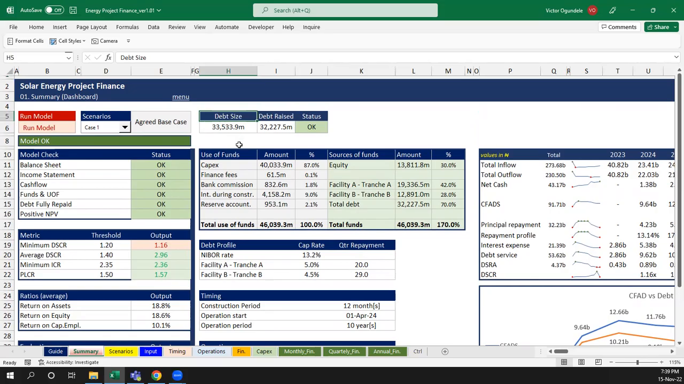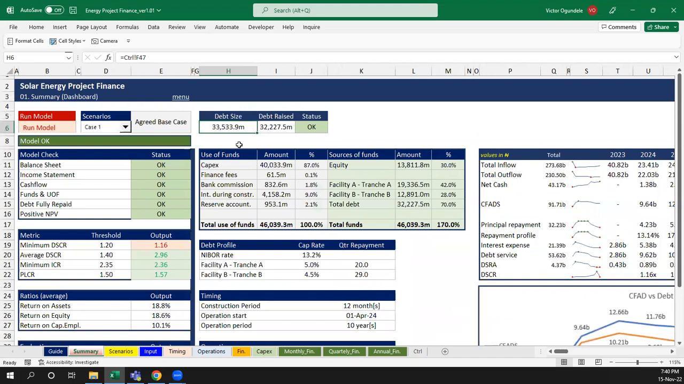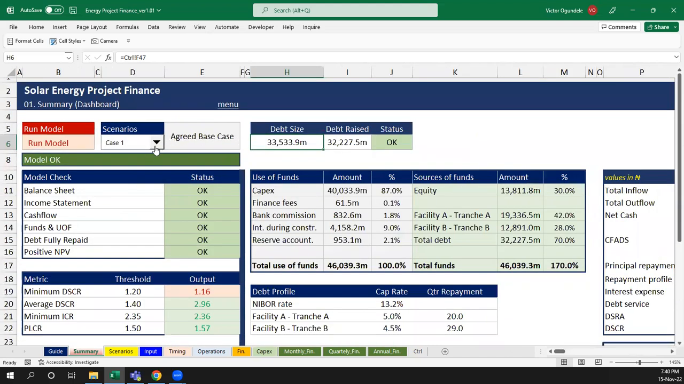Then you have your debt sizing. We have built the debt sizing into the model to be sure that the project is not taking more than what it can take. And here you also have a scenario switch. You have 10 different cases, which once you click on it, will change the narration to what that scenario is. And here we're also building some macro.